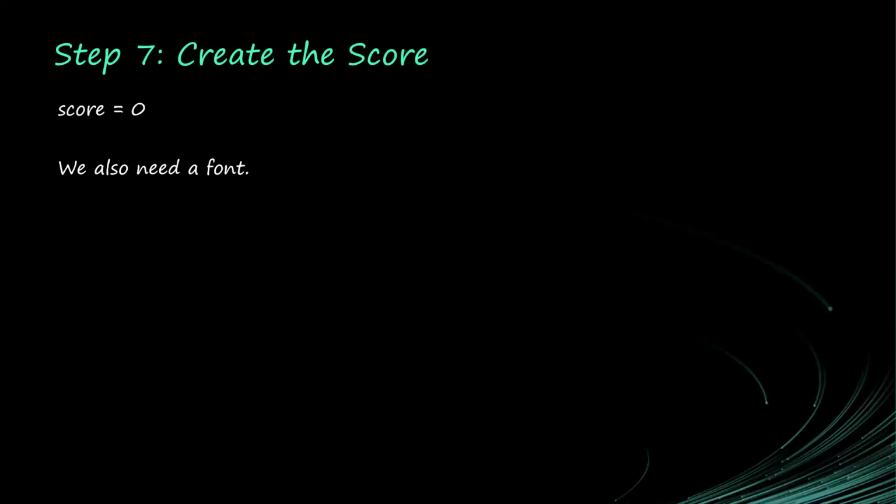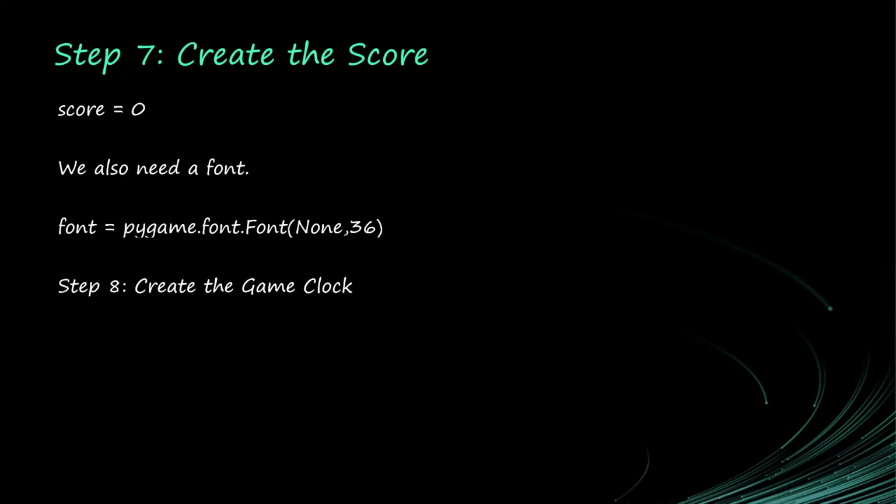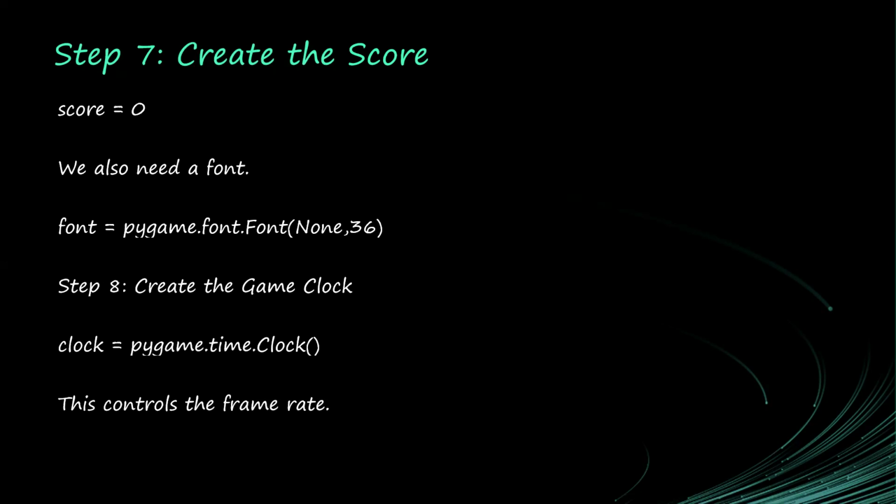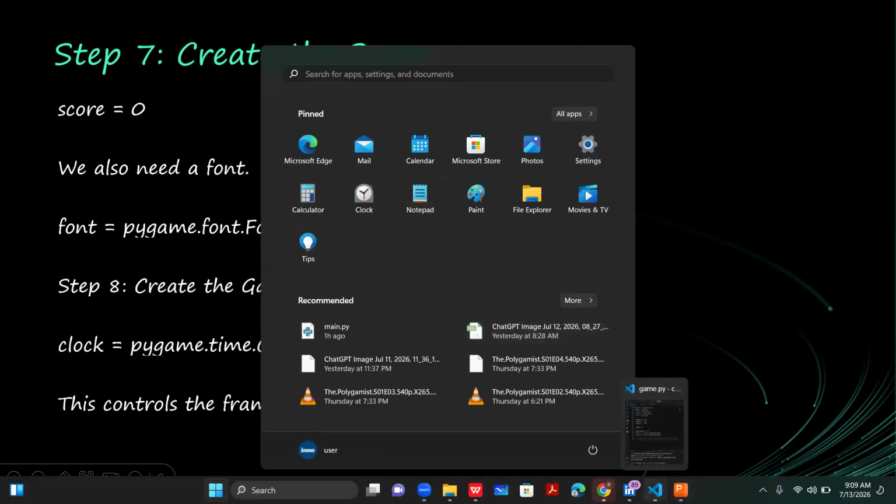So now let us create our score. We also need a font. Remember, we'll create a font, then we'll also render it. So now we also need to create our game clock. Remember when we talked about the game clock, so that our game will be running smoothly on all the devices players will be using, because some computers are faster than others. If you don't regulate this game clock, it will not be consistent on all devices.